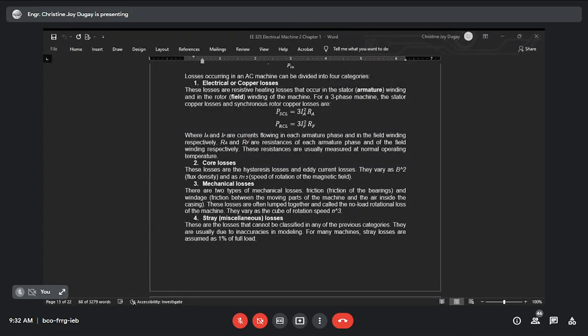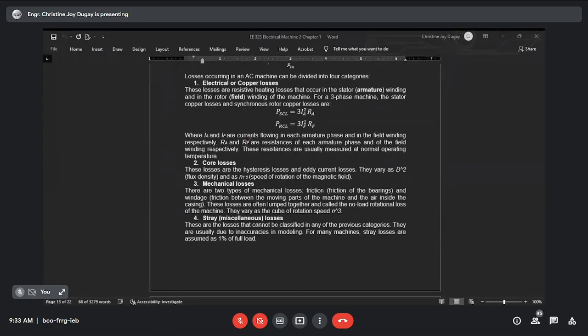And then we have the mechanical losses. Under the mechanical losses, we have the friction and windage losses. Friction is the friction in the bearings, and windage is the air gap between the moving parts and the casing. If you lump them together, they may also be called the no-load rotational losses of the machine. They vary as the cube of the rotation, n raised to 3.